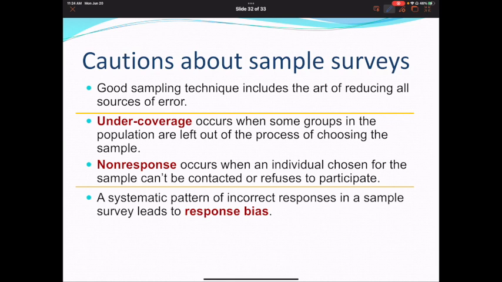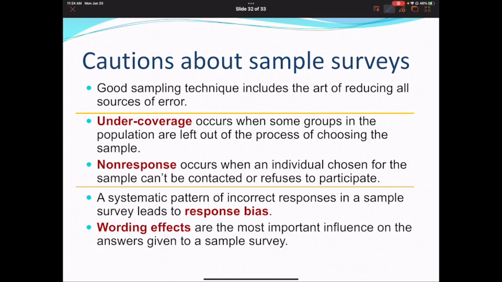A systematic pattern of incorrect responses in a sample survey leads to response bias. What if your questions are worded poorly and you don't know how to answer them properly? Wording is the most important influence on answers given in a sample survey. So you need to make sure your wording is without bias or negative and positive connotation.